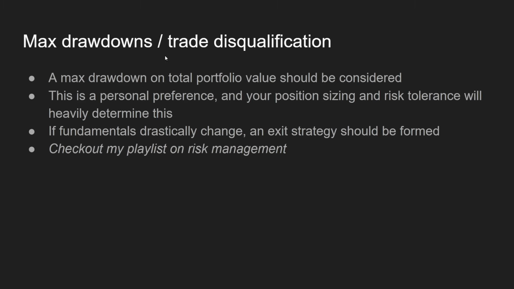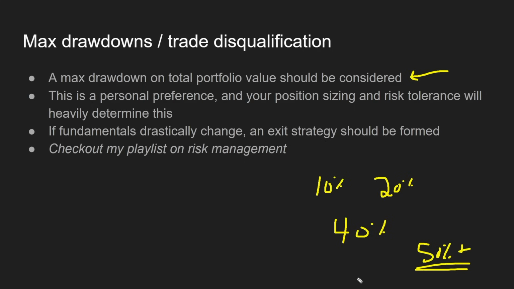So let's talk about trade disqualifications and max drawdowns. Max drawdown on a total portfolio should be considered here. So whether that is 10% if you're very low risk tolerance, 20% if you're kind of moderate, 40% if you're decently aggressive, and 50% plus. If that is your max drawdown, that's where you close everything down. You have to ask yourself, this is a personal thing to choose, right? This is personal preference, depending on your position sizing and risk tolerance. That's going to heavily determine all this.